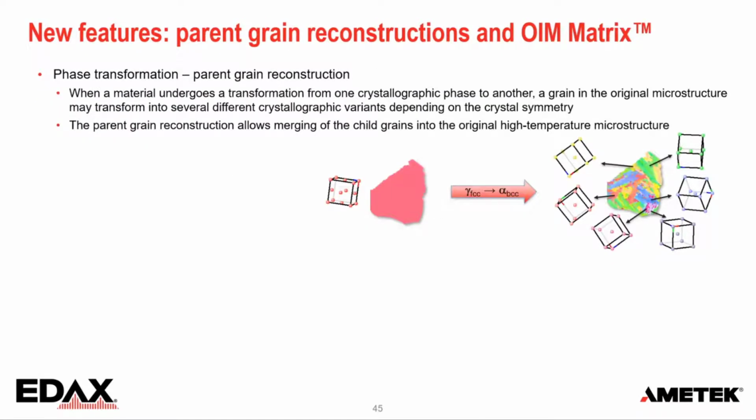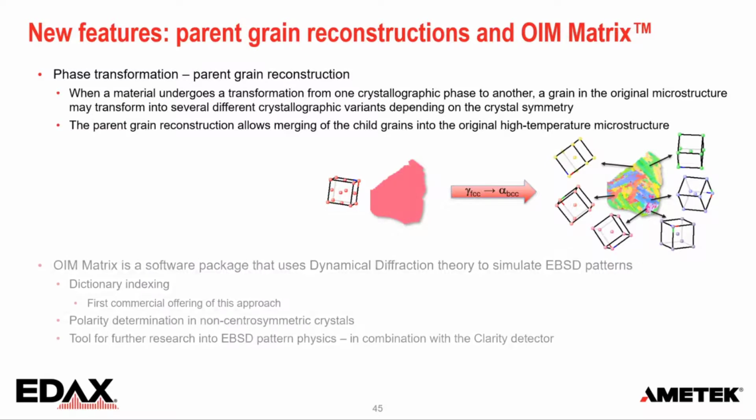Now, the last few slides, there are new features we put in the software. One is the parent grain reconstruction, where you start with a high temperature material during processing or forming, you may have one phase. When you cool it down, you may get a phase transformation where that grain breaks apart in lots of different orientations. If you want to understand the processes happening at high temperature, it's very helpful to know the microstructure under these conditions. And this tool will help you to reconstruct that.